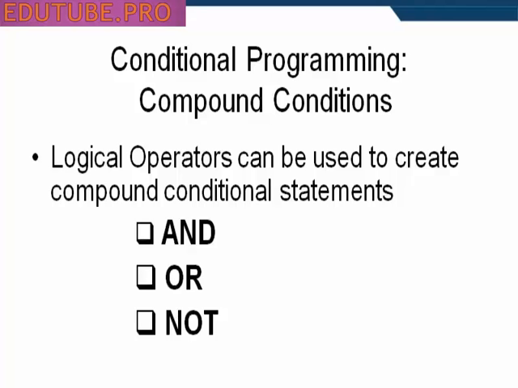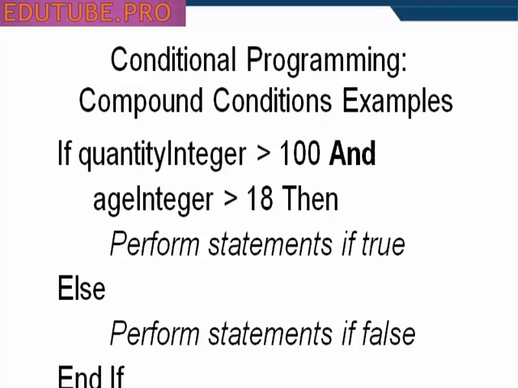You may have a need to use compound conditions to test more than one condition at the same time. You can create compound conditions by joining conditions with logical operators such as AND, OR, and NOT. For example, if you want to compare the value of the quantity integer to the value of 100 and the age integer variable to 18, you could do so by including the word AND between the two conditional statements. The statements placed immediately after the then clause would only be performed if both of these conditions were true.